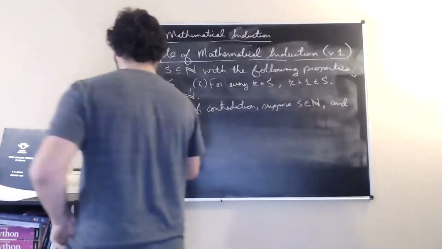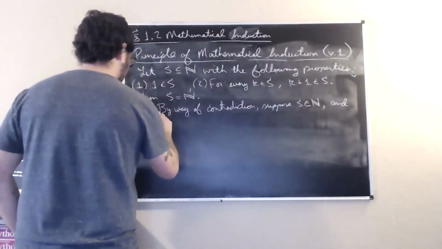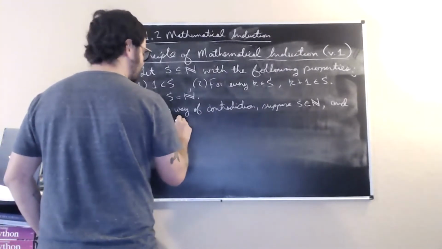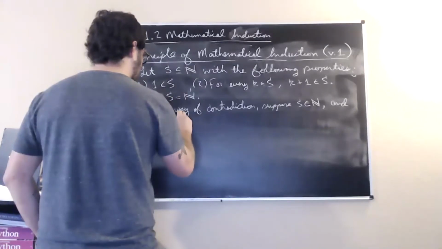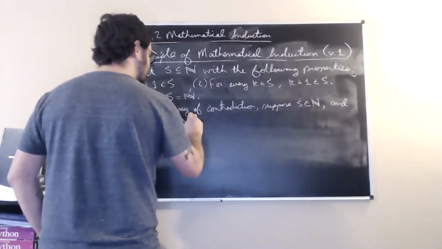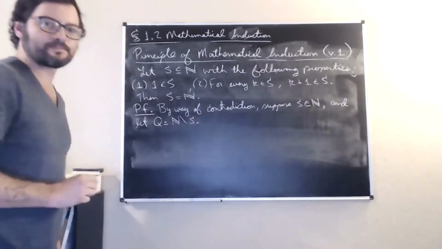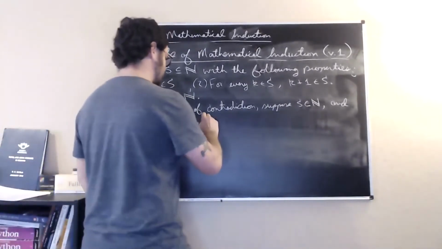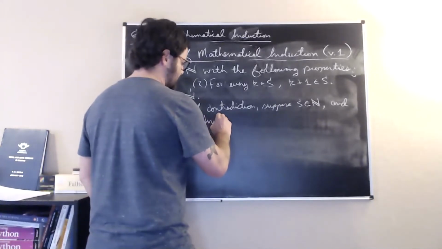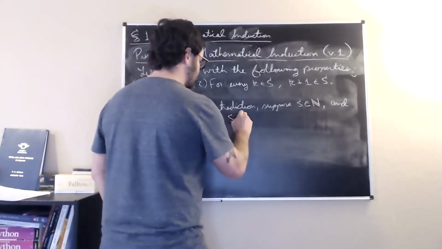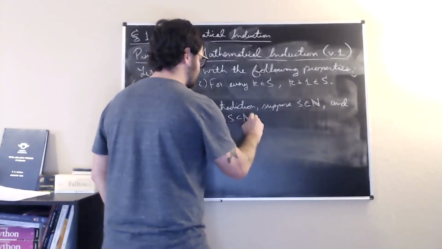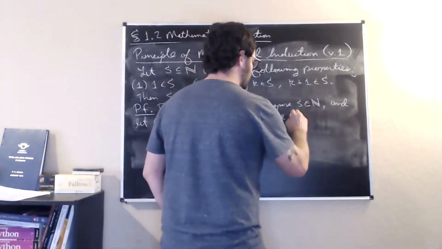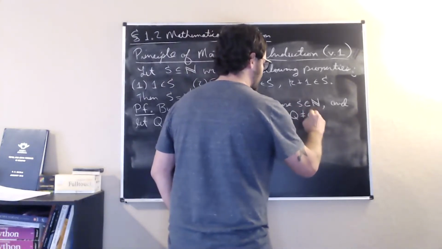And let Q equal the naturals set difference S. Since S is a strict subset of the naturals, observe that Q is non-empty.